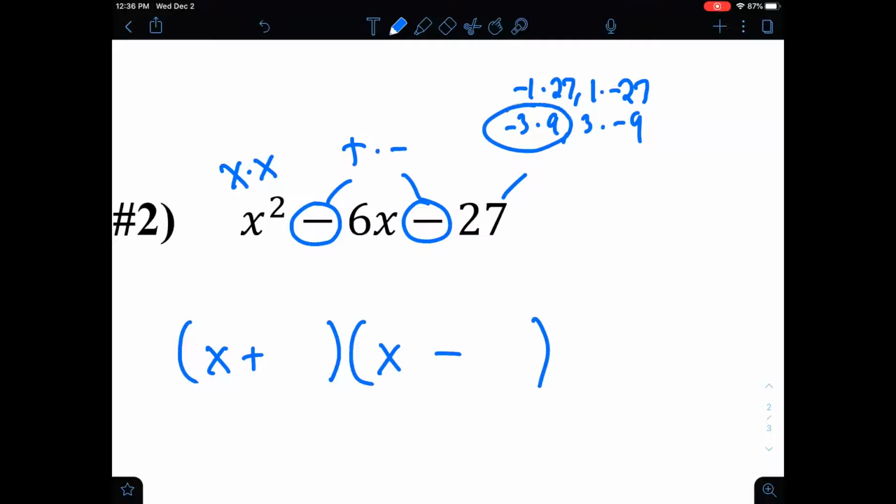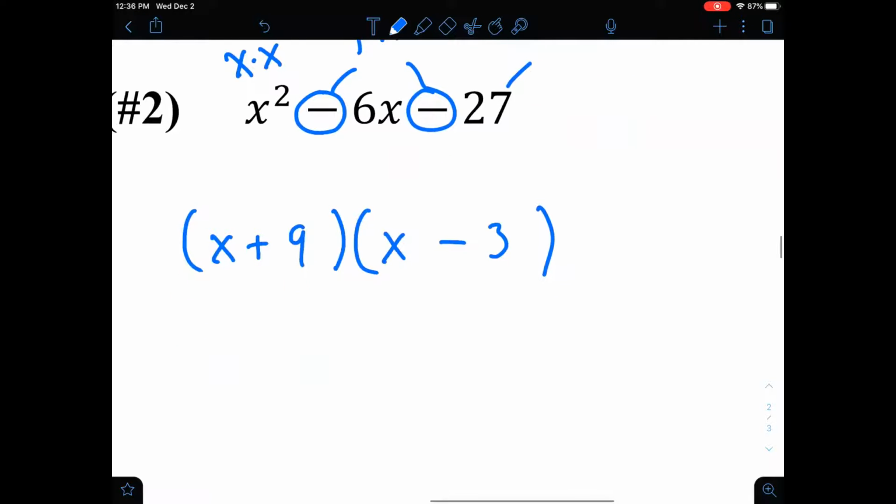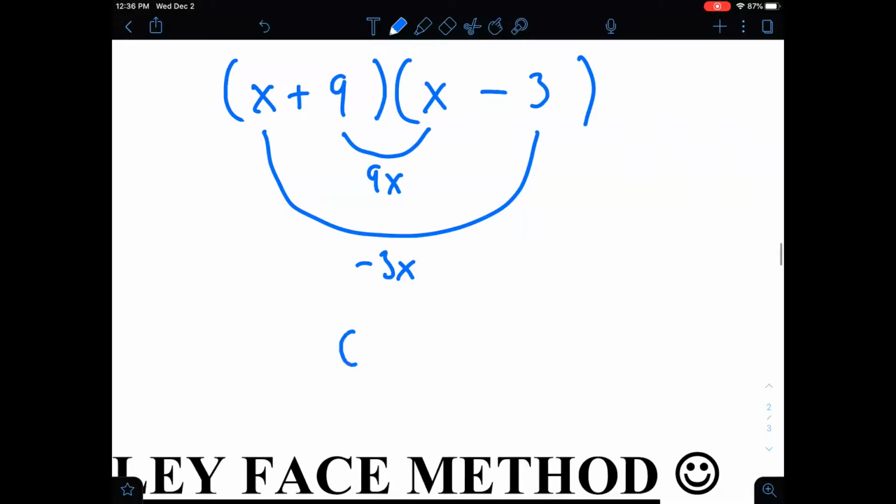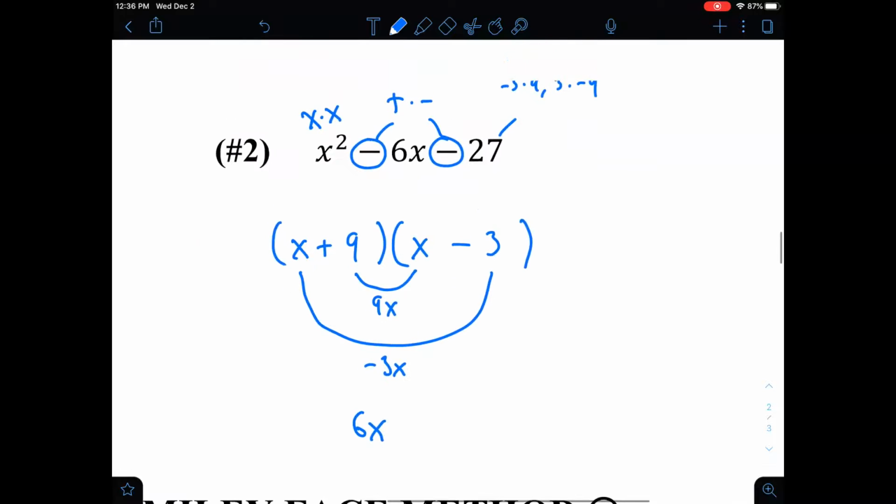Well, if you look at these, maybe you can guess it right away, but it looks like these answers are probably going to give us close to 6. Let's try 9 and negative 3. See how that works. Well, what's 9 times x going to be? That's going to be 9x. And x times negative 3 is negative 3x. And that's going to give us positive 6x. So we were correct, but we want negative 6x in the middle here. So how are we going to fix that?